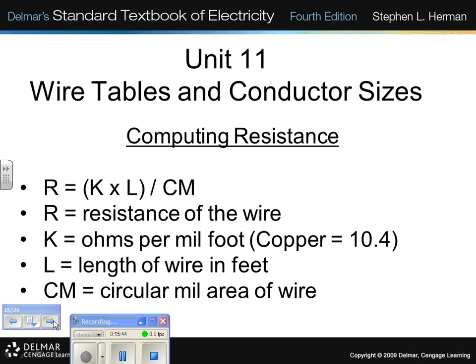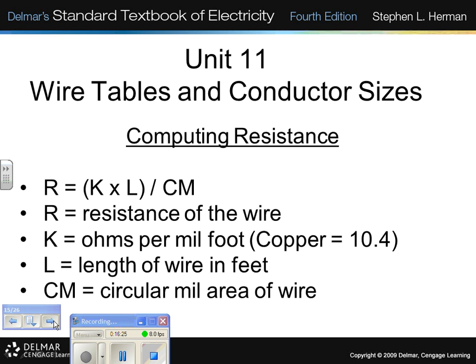Okay, when we're computing resistance, R is K, the copper constant, times the length, divided by the circular mils. R is the resistance of the wire, and there's a chart in the code book that will tell you the actual ohms per foot for that kind of wire. Ohms per mil foot, copper, they say is 10.4. We're going to convert this to 10.8. Thank you. Very good. L is the length of the wire in feet. Once again, an American-centric formula. And circular mil is the area of the wire.